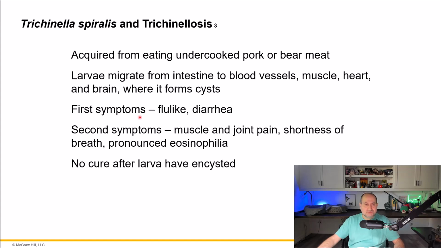The first symptoms of this infection are flu-like symptoms, diarrhea. Secondary symptoms include muscle and joint pain, shortness of breath, and pronounced eosinophilia. Remember the numbers of eosinophils in the blood. If you have a worm infection, you're going to have more of these white blood cells in your blood. There is no cure after the larvae have encysted. Oof, so you don't want to be eating undercooked pork or bear meat.